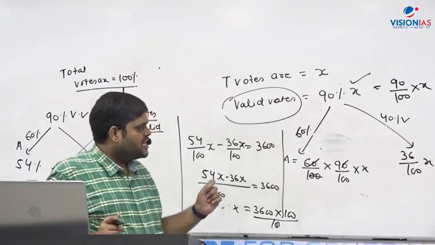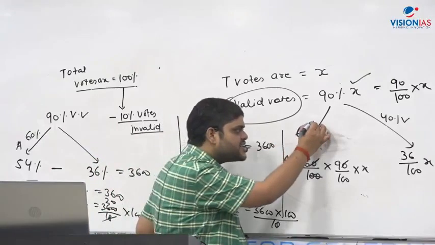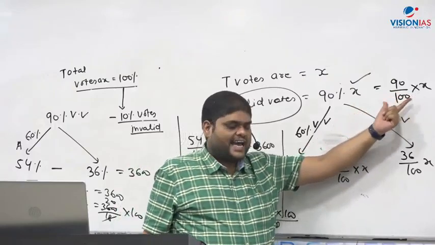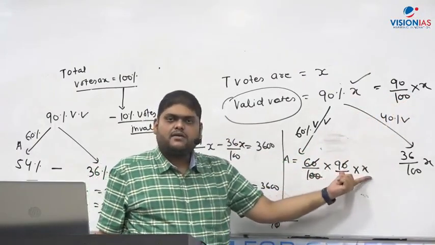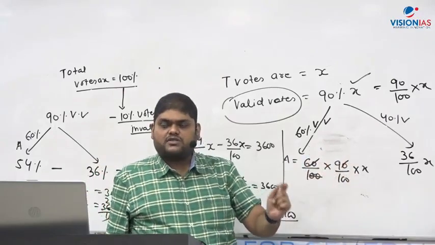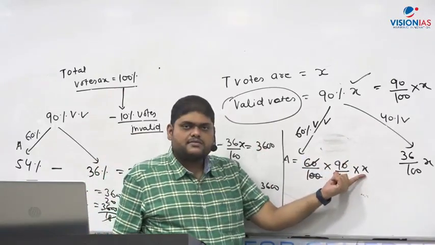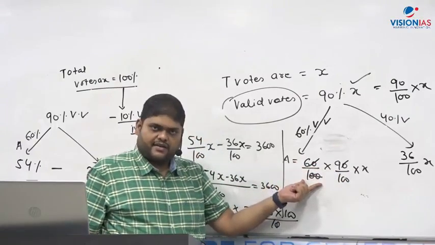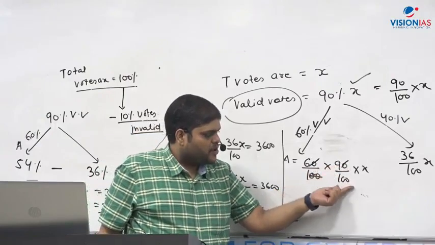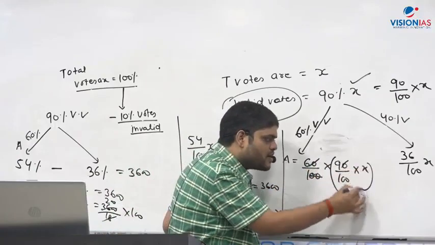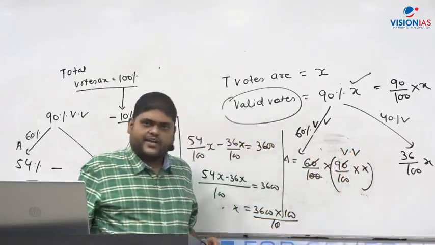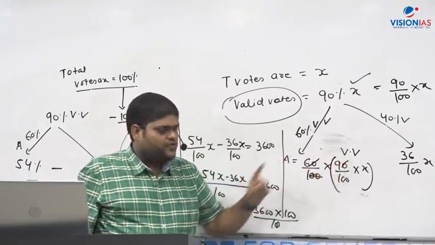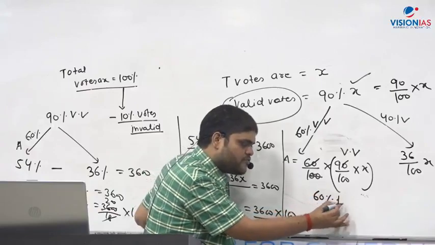The question is, the winner got 60% of the valid vote. So if this is the valid vote, can we find out the 60% of this number? Yes, we can. How can we find out? Simply 60 upon 100 into 90 upon 100 into X. This value is the total valid vote. I am finding out the 60% of valid vote.